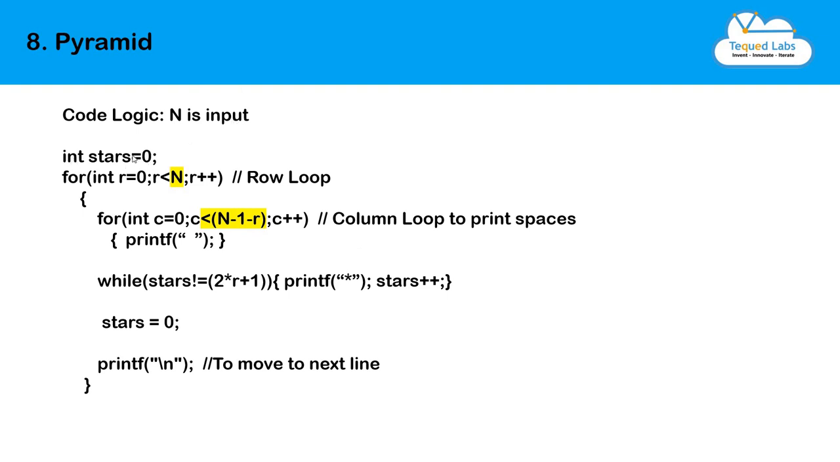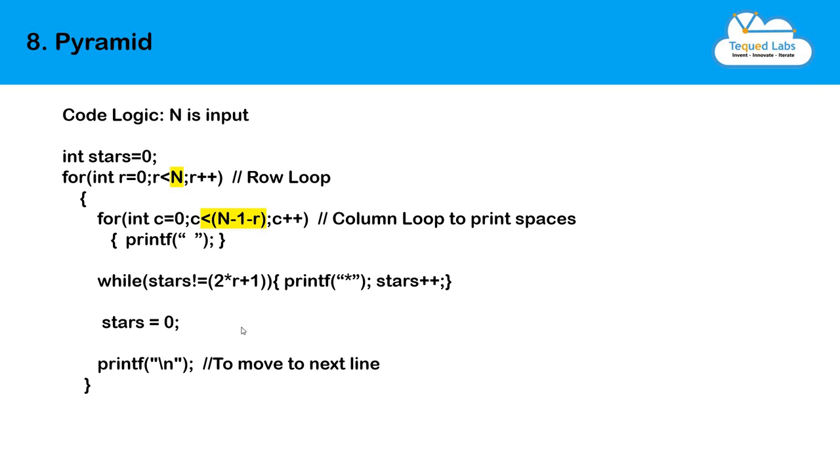So we are assigning 0 to the variable called stars, and this is going to be the first outermost row loop, which is going to run from 0 all the way up to n, and this is the innermost loop, that is the column loop. So whenever c is less than n minus 1 minus r, we are going to print a space. So this entire loop is dedicated to print only spaces. Next, we move on to a while loop. In the while loop, we are going to check this condition.